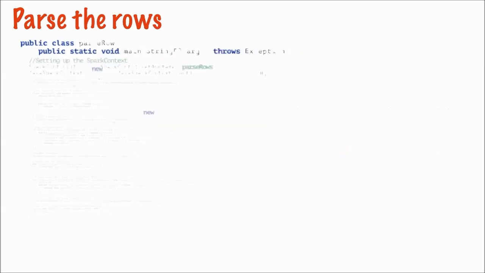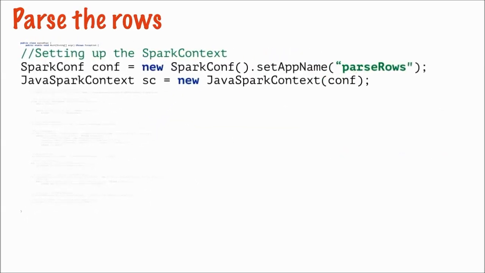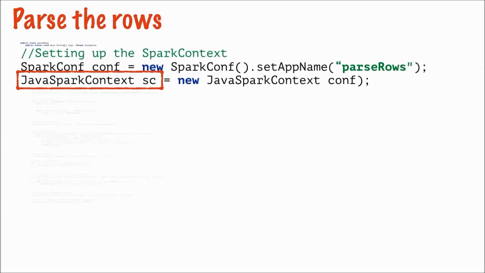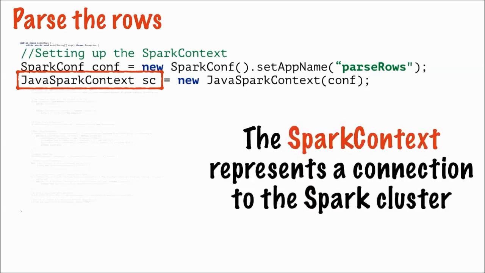The very first thing that you do in your Java code is the very first thing that you did in your Python script as well. We set up the Spark context. Remember, the Spark context represents a connection to the Spark cluster. You can write a whole bunch of Java code, but if you want to use Spark, you need the Spark context. Set that up in the first few lines of your main function.